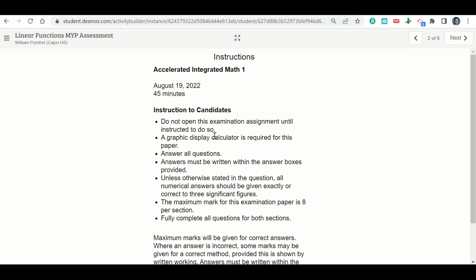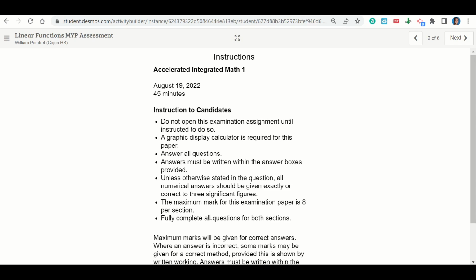You can use a calculator. You must answer all of the questions. Answers must be written within the answer boxes provided, so you'll just type your answers into the boxes provided. Unless otherwise stated in the question, all numerical answers should be given exactly or correct to 3 significant figures. What that means is you'll round to the 3rd decimal place. The maximum mark for this examination paper is 8 per section.